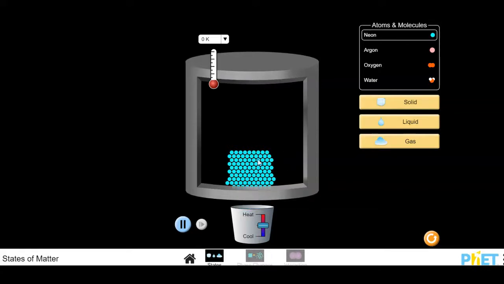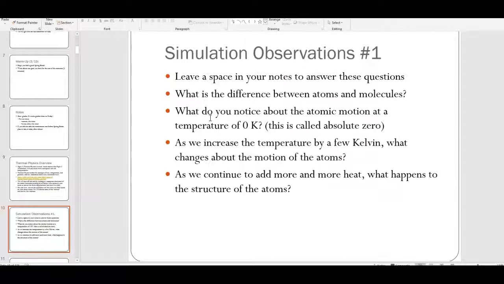Notice right here, because this is one of the questions, we're at 0 Kelvin. This is called absolute zero. What do you notice about the motion of the atoms here? Okay, so let's look at our question. What do you notice about the atomic motion at a temperature of 0 Kelvin? This is called absolute zero.